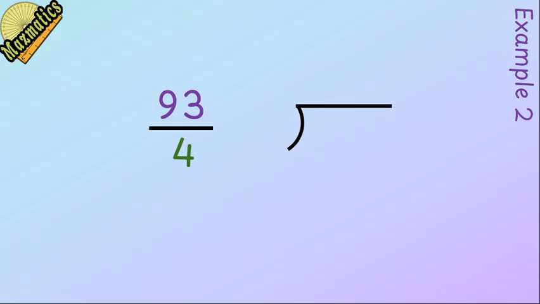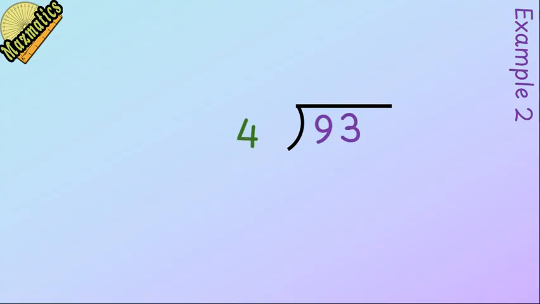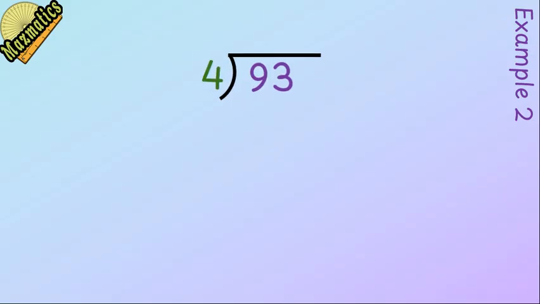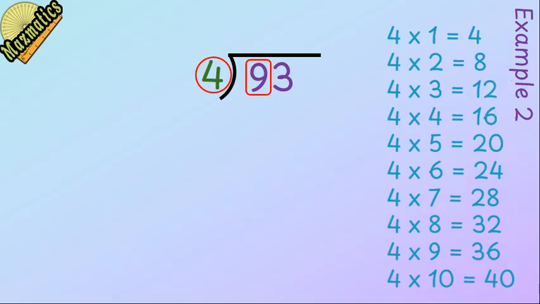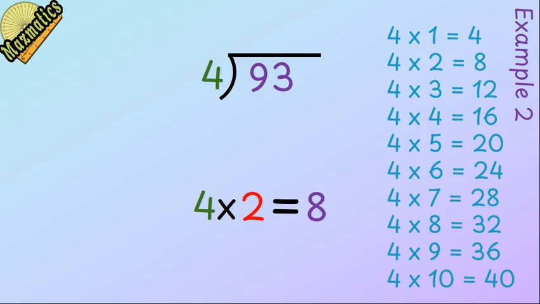Look at this problem. 93 by 4. Put 93 inside, put 4 outside. We will solve this division problem 1 digit at a time, just like before. We start with the leftmost digit 9. Divide 9 by 4. 4 times what number gives me 9? If you look at the table of 4, you will find the number. 4 times 1 is 4, 4 times 2 is 8, 4 times 3 is 12. So the just right number is 2. Write 2 on the roof. Write 8 under the 9. Subtract. 9 minus 8 is 1. So the remainder is 1.